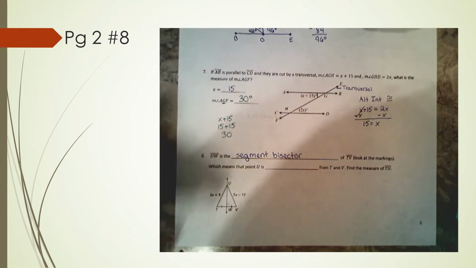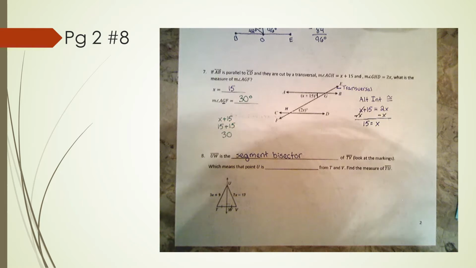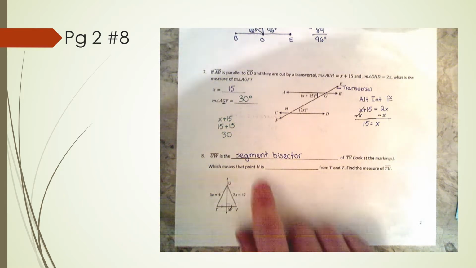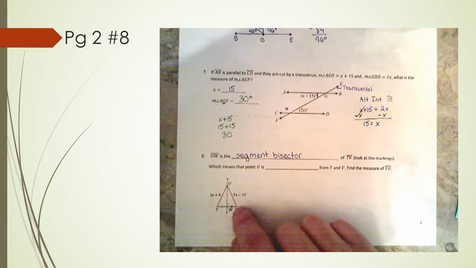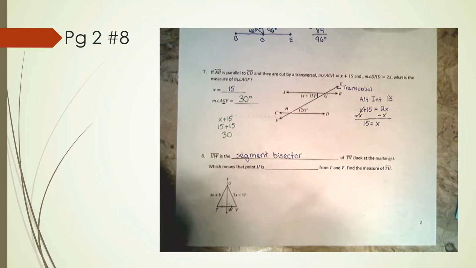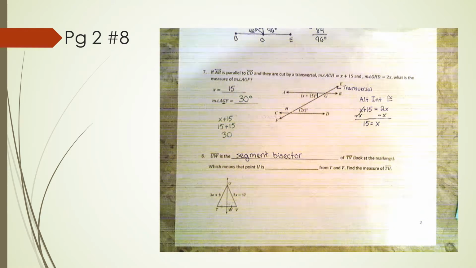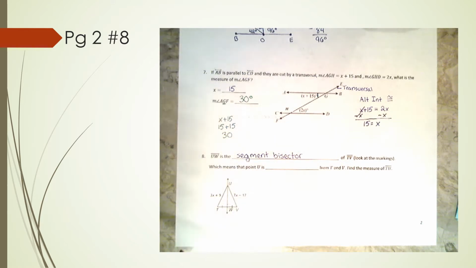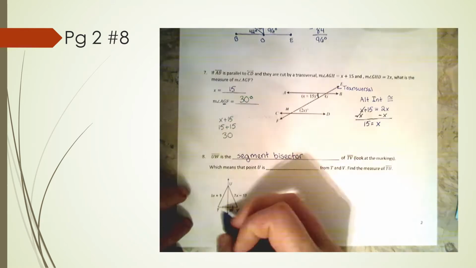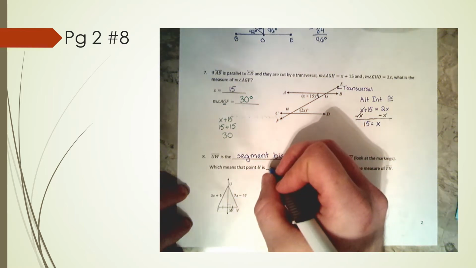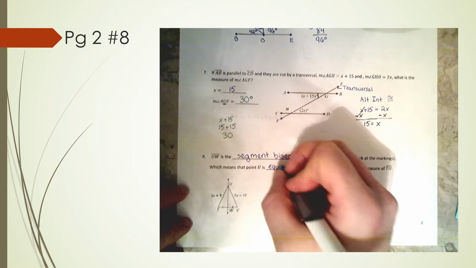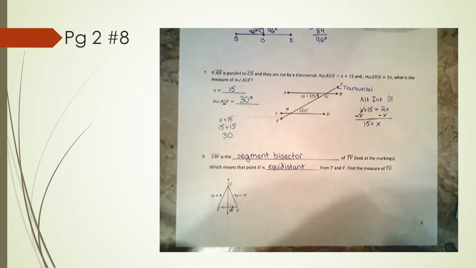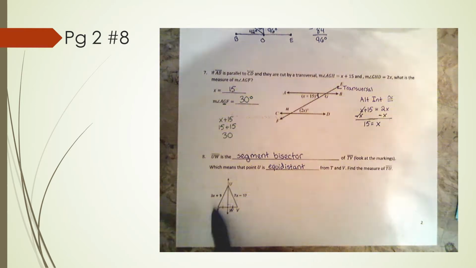So for the next part, knowing that now, I can look at this and it says, which means that U, so point U, is blank from T and V. Well, if I know that this line is a segment bisector, that would mean that it would be equidistant to each of these points, T and V. So equidistant. And now they also said find the measure of TU.